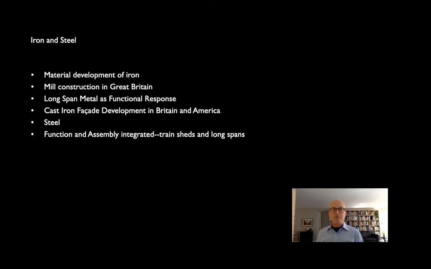What I want to do in this lecture is go through the material development of iron. We've seen it in use before a couple of times, but on a very small scale. Look at a paradigm example of how the new material influences a new type of construction, mill construction, mostly in Great Britain, but also coming over to North America. We'll look at cast iron facades, which are one outgrowth of mill construction. And we'll look at long span as a functional response.